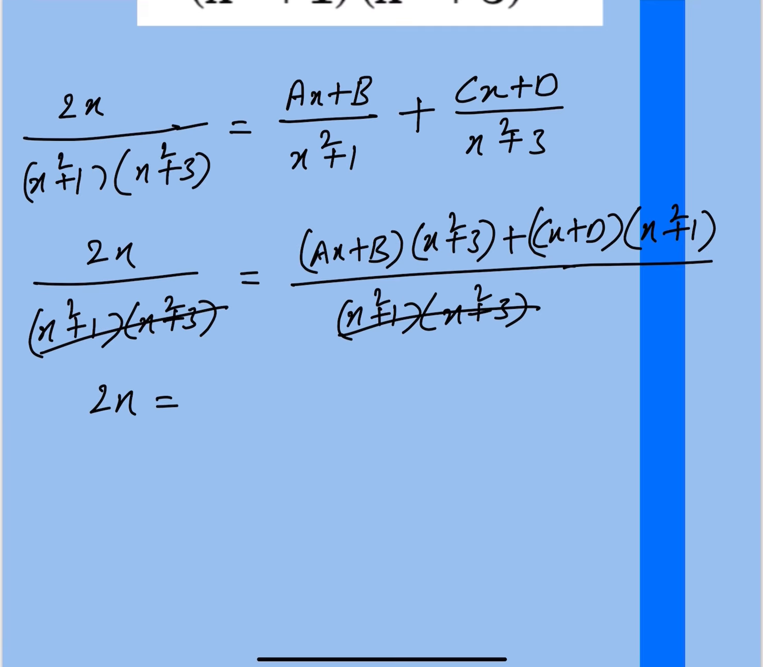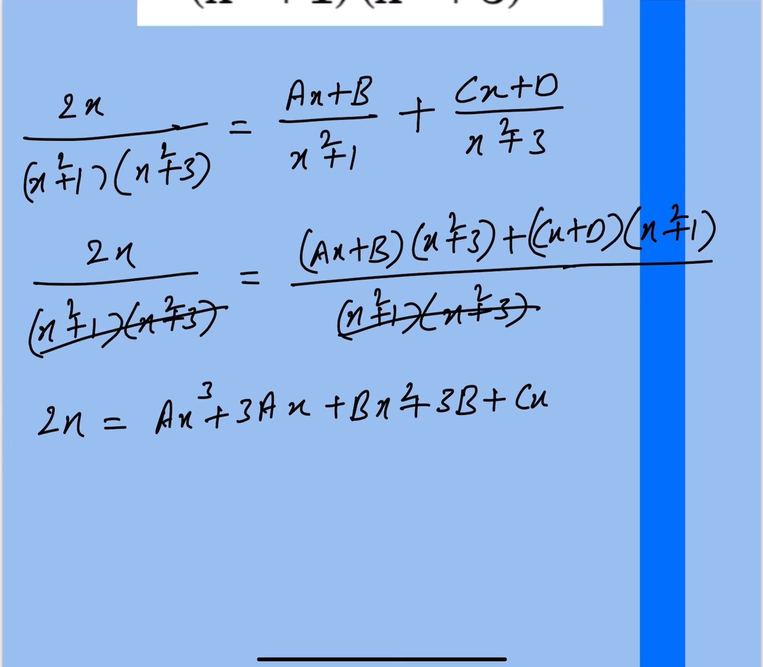For that to happen, we first need to expand them and keep the like terms together. For example, let's expand this. Let me bring it to the left hand side. So ax times x square becomes ax cube, plus you will get 3ax plus bx square plus 3b. So we're done with these two brackets. Moving on to the next one. Plus cx cube plus cx plus dx square and plus d.